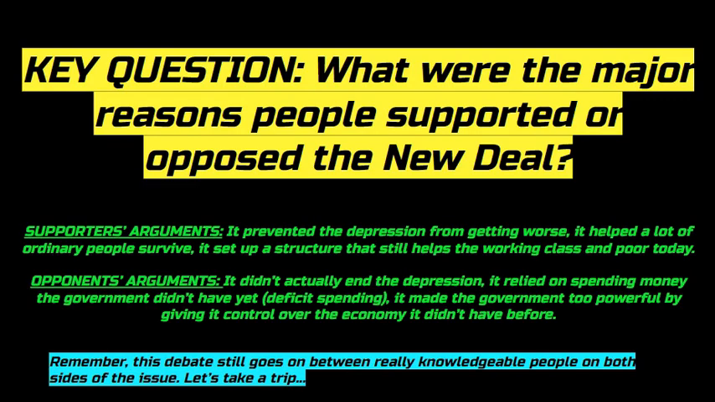What were the major reasons people supported or opposed the New Deal? Supporters' arguments: it prevented the Depression from getting worse, it helped a lot of ordinary people survive, it set up a structure that still helps the working class and poor today. Opponents' arguments: it didn't actually end the Depression, it relied on spending money the government didn't have yet, that's called deficit spending. It made the government too powerful by giving it control over the economy it didn't have before. So remember, this debate still goes on between really knowledgeable people on both sides of the issue.